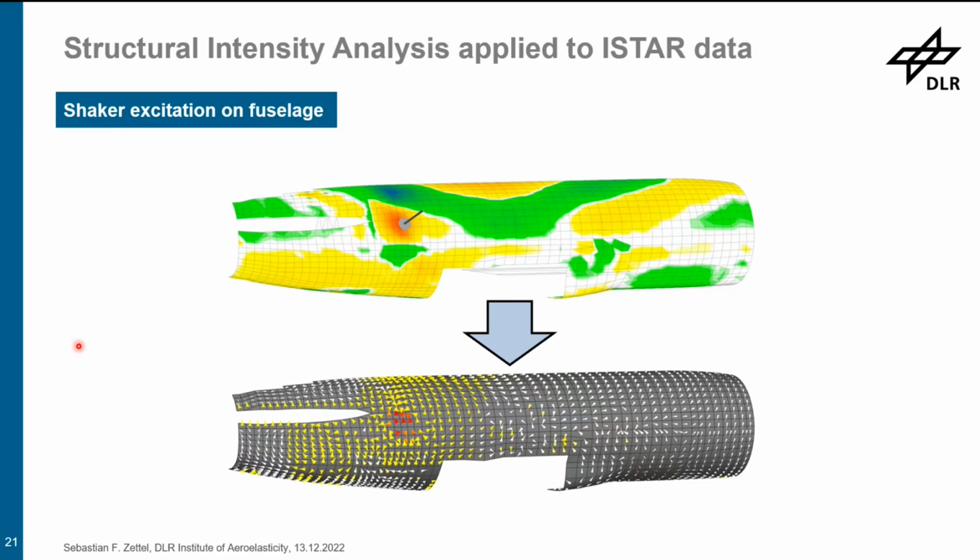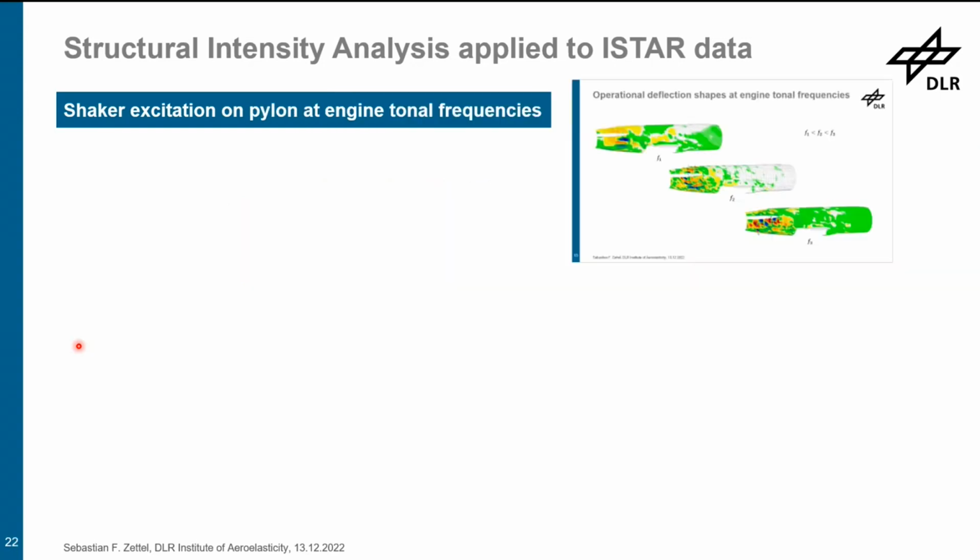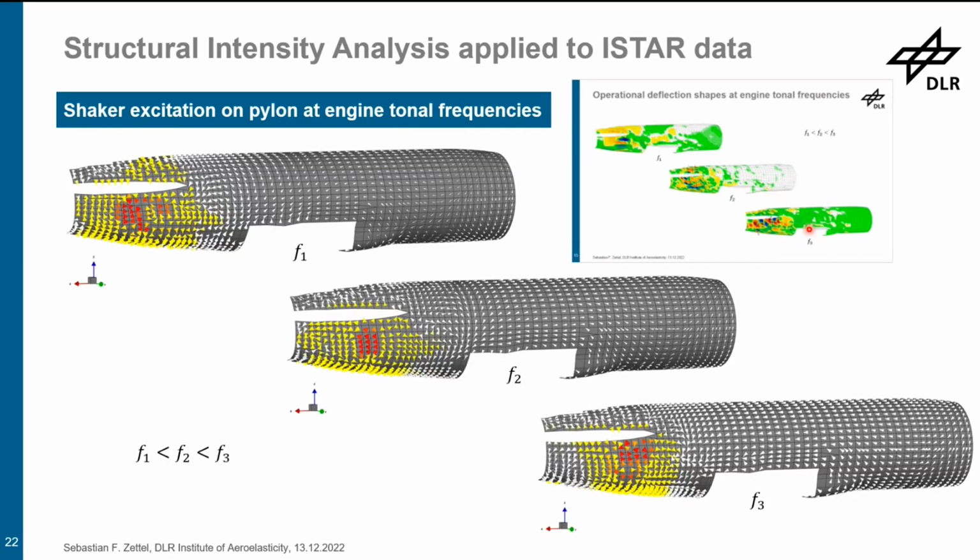But we also wanted to see how the divergence fields look for the engine runs. So we used the operational deflection shapes at the engine tonal frequencies, which I showed you earlier. And the results for these three frequencies look as follows. You can see that for all three frequencies, the vector fields look similar. So mainly the energy is flowing in this area just below the pylon.